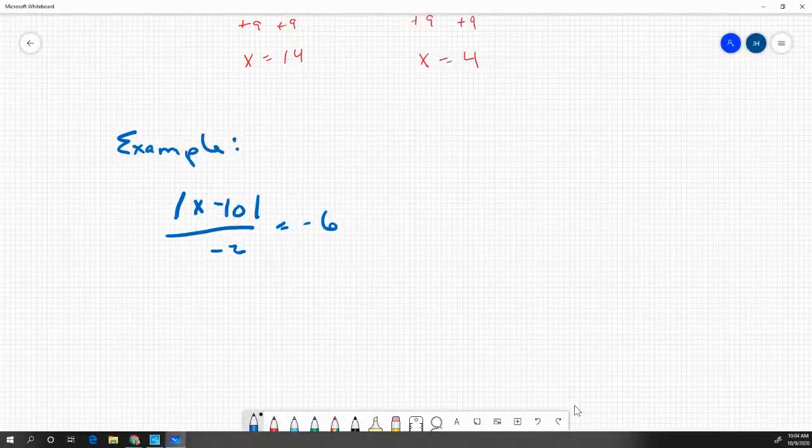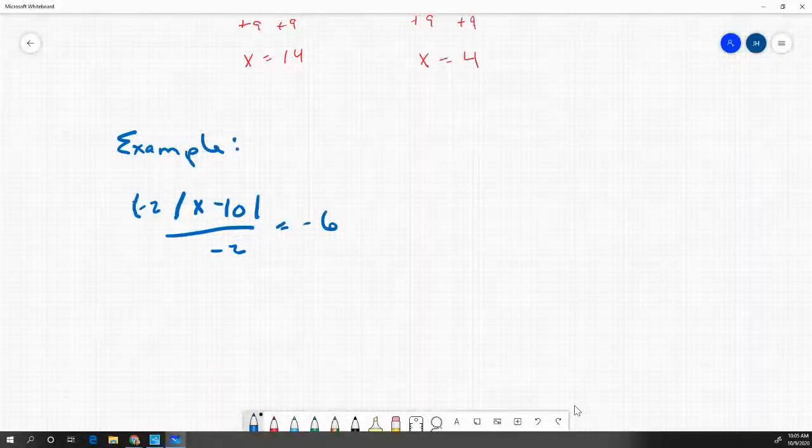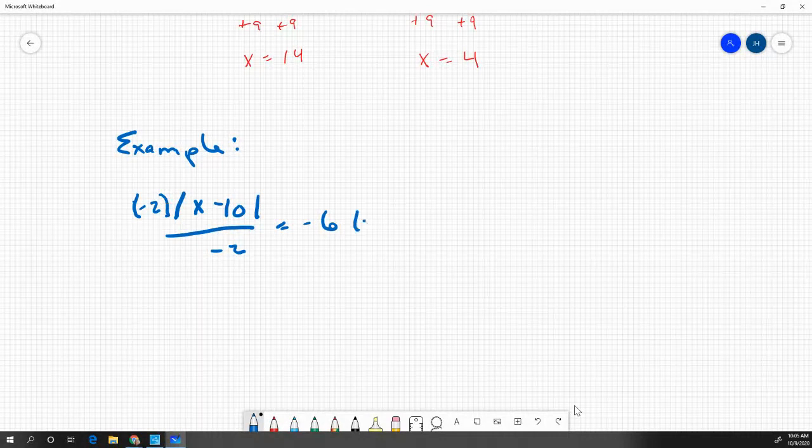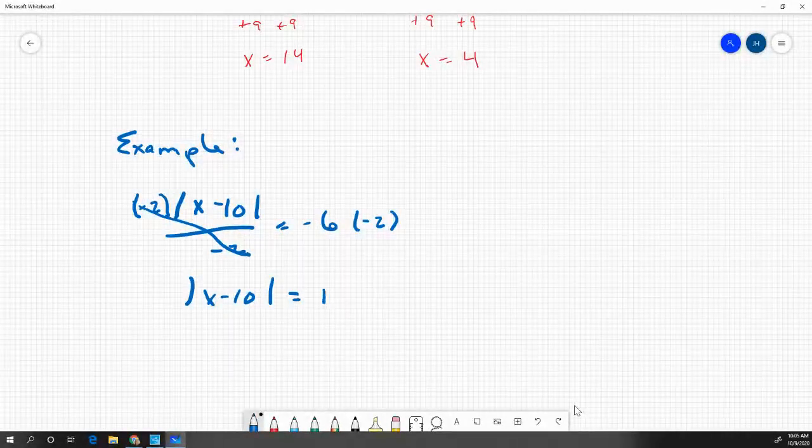So what we're going to do is we have this equation divided by negative 2, right? And when we want to clear a fraction, if we want to get rid of a denominator, since it's technically division, we just want to multiply. So we're going to multiply the numerator times negative 2, but we also have to multiply the other side by negative 2, because you can't do something to one side and not do it to the other. And what it does here is it gives us negative 2 over negative 2, right? And that just makes 1, so we can cancel it out entirely. And I'm left with the absolute value of x minus 10 equals negative 6 times negative 2 is positive 12.